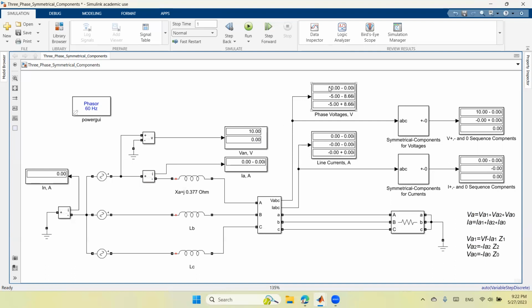So I see the voltage in phase A is 10 at 0 degrees. I see the voltage in phase A here is the same one here. I see the voltage here is negative 5 plus j 8.66, the magnitude of which is 10. So this is again magnitude 10, but displaced by 120 degrees. And this is for phase C. It also has the magnitude of 10, but displaced by 120 degrees.